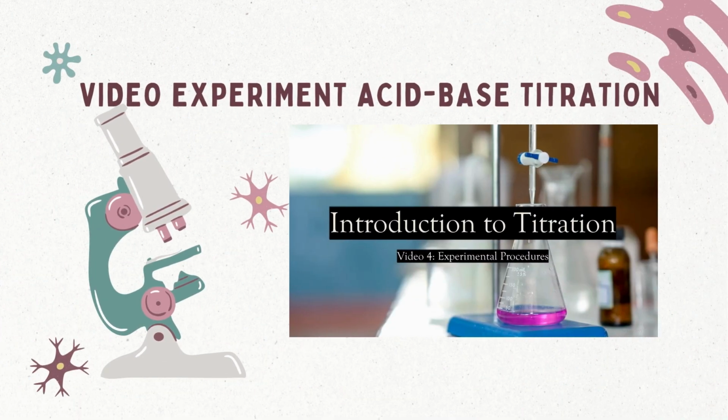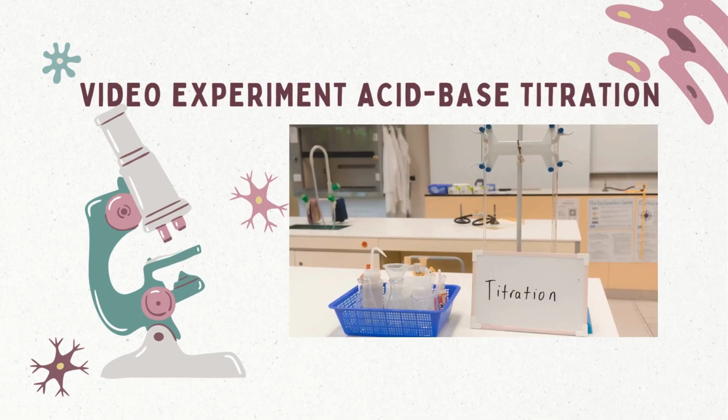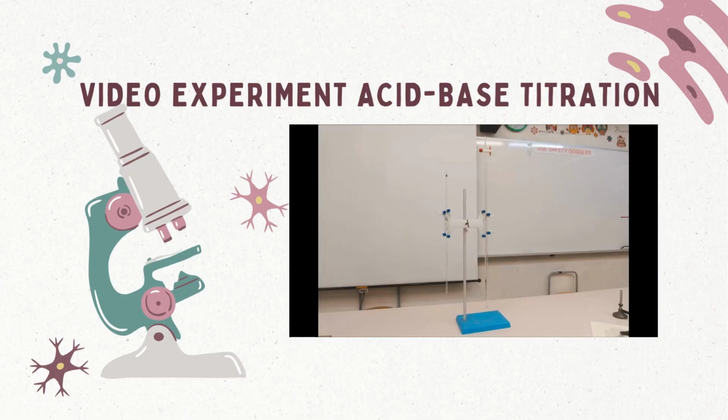In this video, we will be going through the step-by-step procedures on how to carry out titration. Firstly, ensure that you have all the equipment you need for this experiment in your basket, as seen in the first video of this series. Take the burette and the pipette from the side bench and clamp it onto your retort stand.